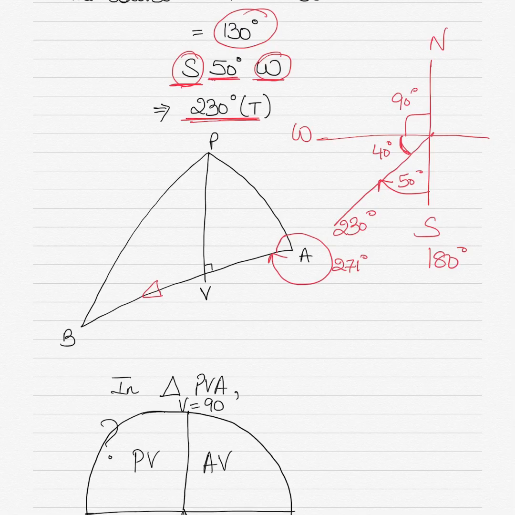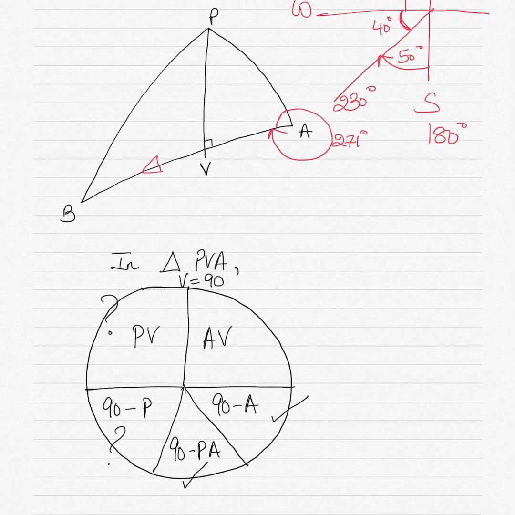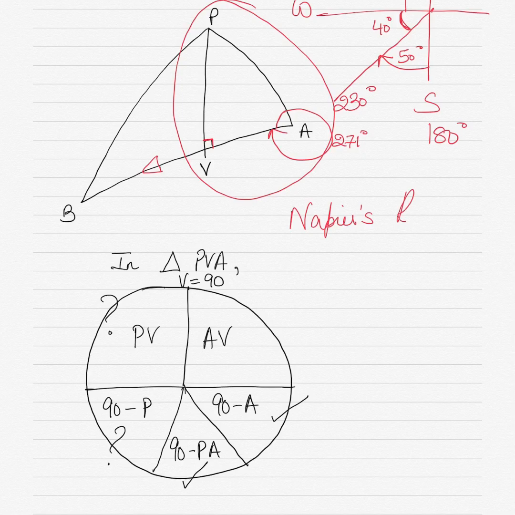Now I've just put this roughly. I don't know exactly what the position is. We have to find out the position of the vertex. That's the fourth part of the question. To find out the position of the vertex, the angle at V is 90 degrees. So what we can do is we can take this triangle here, or you can also take triangle PBV, depending on what you want to do. But I'll take triangle PVA because V gives us a 90 degree. Then we can use Napier's rules.